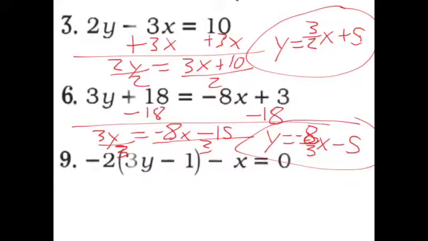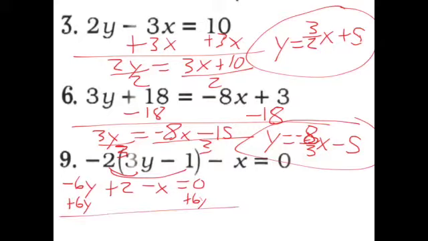Moving down to 9 here, we need to distribute this 2 through in order to help us simplify things a little bit. So we're going to distribute that through. We'll get negative 6y plus 2. And then the subtract x was outside parentheses, so it's just going to stay there. And on the right side we have 0. Let's just move the y part rather than subtracting 2, adding x. Let's just add 6y to both sides. And that'll give me 2 minus x equals 6y.